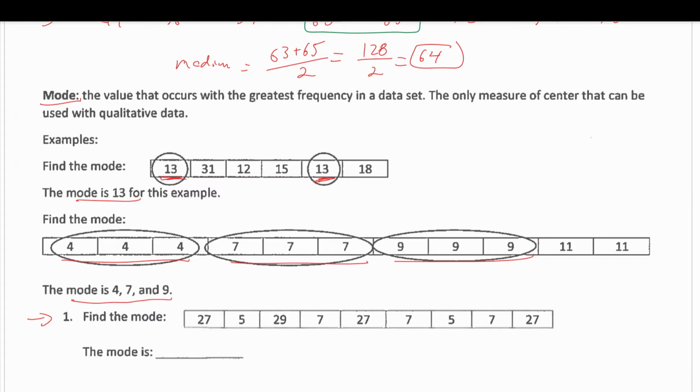Okay, so if you go down just one by one, I'll start with 27. Okay, so I see 27 here, 27 there. Okay, so I have a 27 here. That shows up 3 times. We'll see if any other data value shows up 3 or more times. 25 only shows up twice. Okay, so that can't be the mode. 29 shows up only once. 7 shows up 3 times. And then 5 has already been talked about. All right, so in this case, we have, again, a tie between 7 and 27. So we have the mode being 7 and 27.